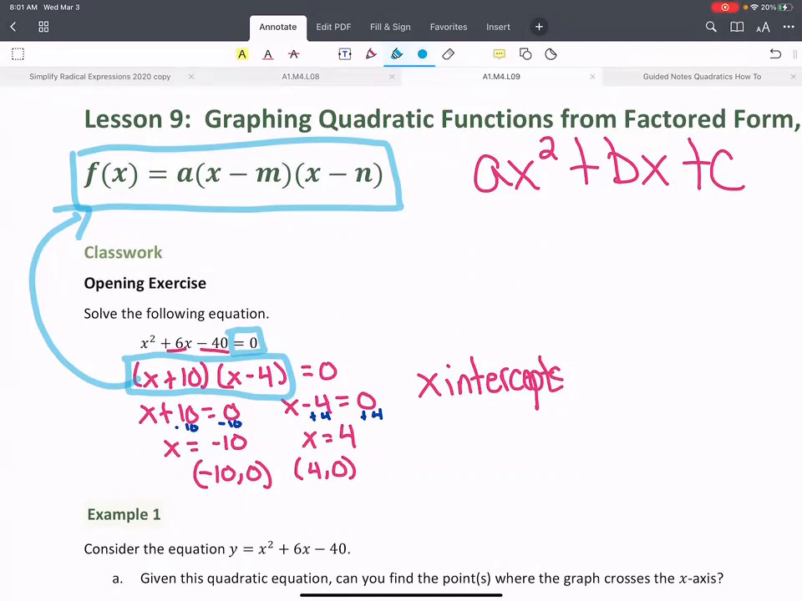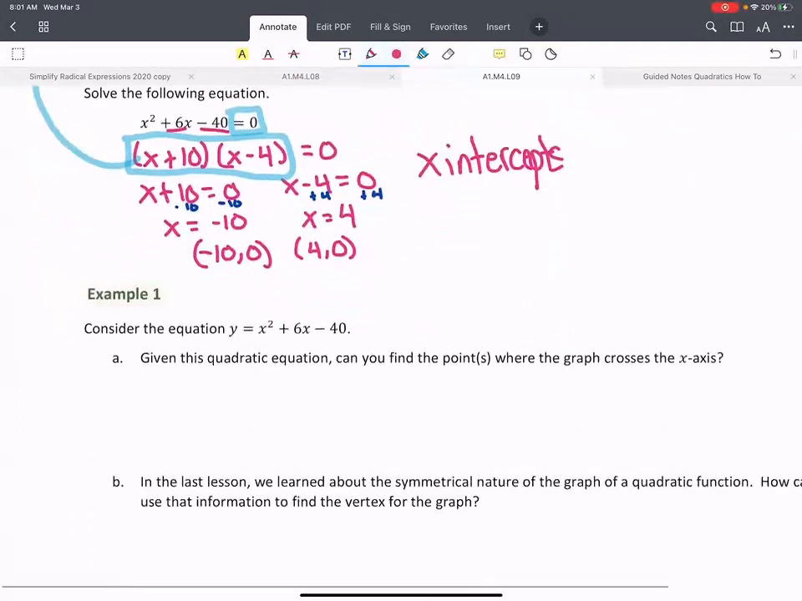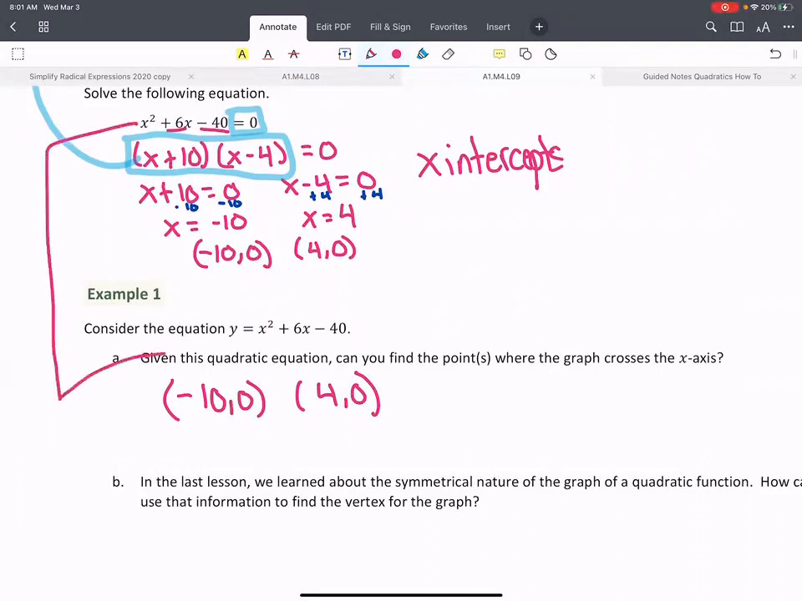Okay, let's keep going. Given this quadratic equation, can you find the points where the graph crosses the x-axis? Well, guys, that's what you just did, right? We said it's negative 10, 0, and 4, 0. No, that's the same. That's the same equation. That's the same one as up there. It scared me for a second.